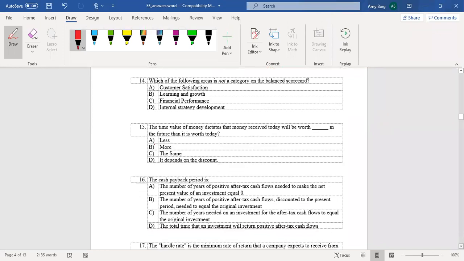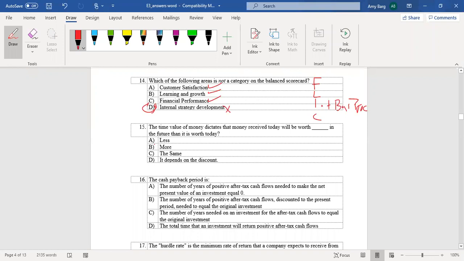Which of the following areas is not a category on the balanced scorecard? The balanced scorecard is FLIC. F stands for financial performance. L stands for learning and growth. I stands for internal business processes, not internal strategy development. And C stands for customer satisfaction. So the answer to 14 is D.